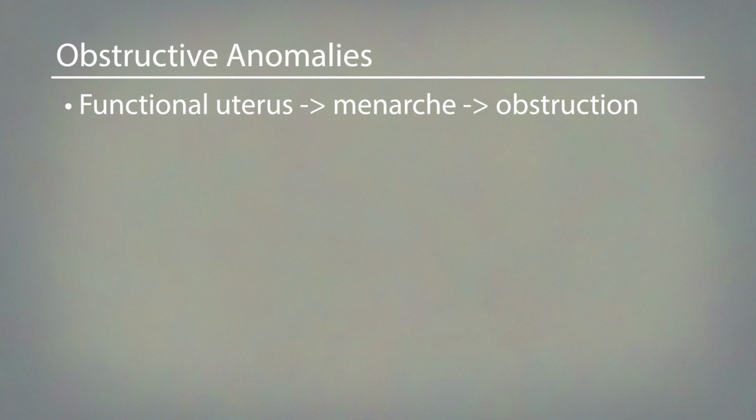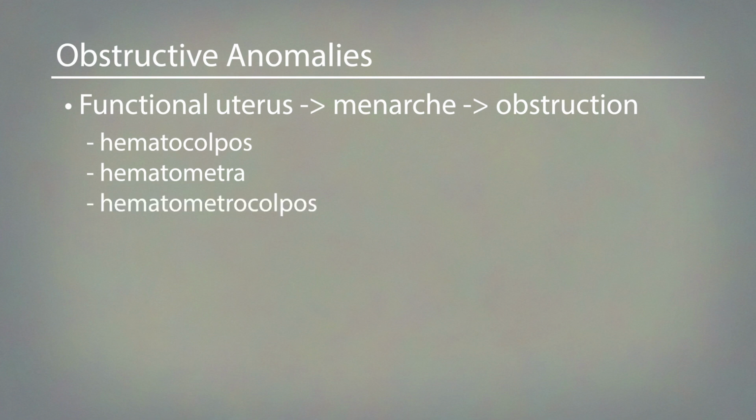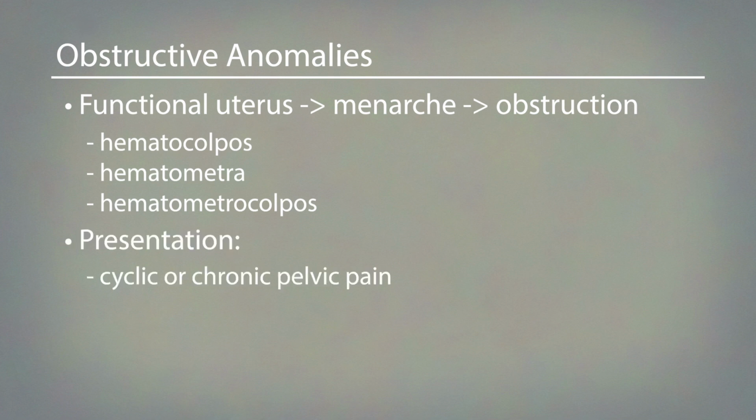This leads to a collection of blood in the vagina, a hematocolpos, or in the uterus, hematometra. When blood collects in the uterus and vagina, this is called hematometrocolpos. The collections result in cyclic or chronic pelvic pain and primary amenorrhea.